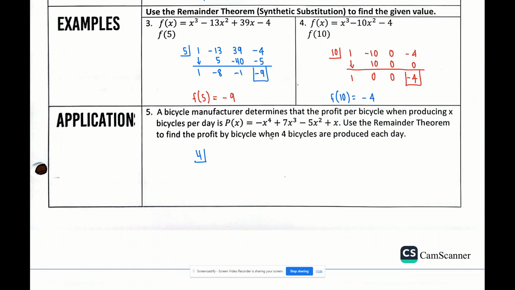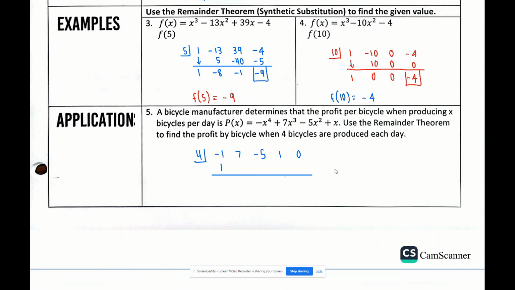We're going to take all of our values, remember, from my biggest term all the way down to my constant, which you don't see here. The x to the fourth coefficient is negative 1. X cubed, 7. X squared, negative 5. X, positive 1. All the way down to my constant, which is not there. You have to include it, guys. It's still important in this process, so you have to have a 0 for your constant.